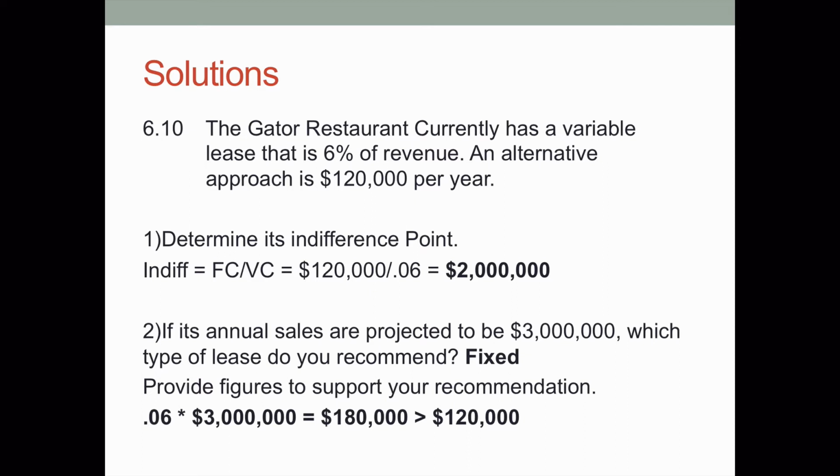However, the problem in the book states that we project our sales to be $3 million. Which type of lease would you recommend? Hopefully you recommended the fixed lease. If we took $3 million and multiplied it by 0.06, if we chose a variable lease, we'd have a rent of $180,000, which is greater than $120,000. We don't want to have more rent, we want to have less rent, so we choose the fixed portion. Now, if our sales are less than $2 million, we'd actually choose the variable portion, and then your rent would be less than $120,000.